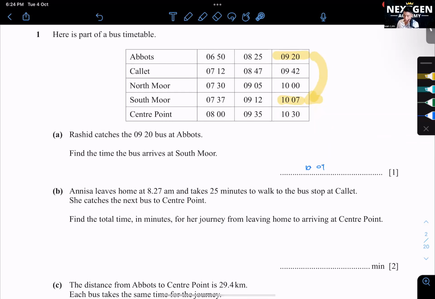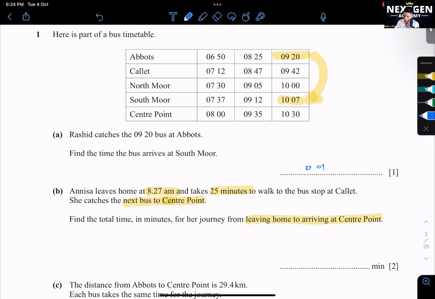Second question, B. Anissa leaves home at 8:27 a.m. and takes 25 minutes to walk to the bus stop at Kellett. She catches the next bus at Center Point. So you see here, from Kellett, 8:27 a.m., but then she takes 25 minutes, right? Find the total time in minutes for her journey from leaving home to arriving at Center Point.